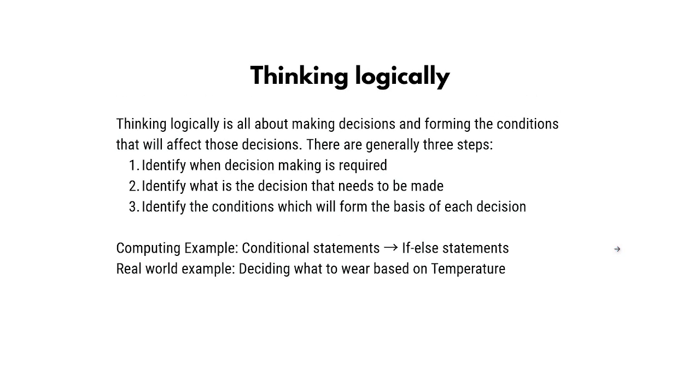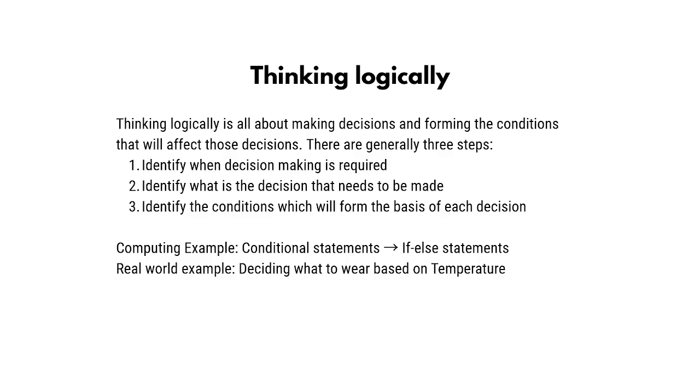The second thinking is thinking logically. Thinking logically is all about making decisions and forming the conditions that will affect those decisions. There are generally 3 steps. Number 1, identify when decision making is required. Number 2, identify what is the decision that needs to be made. And number 3, identify the conditions which will form the basis of each decision. The computing example is conditional statements, something like if-else, while statements.